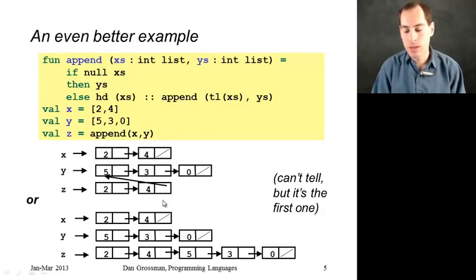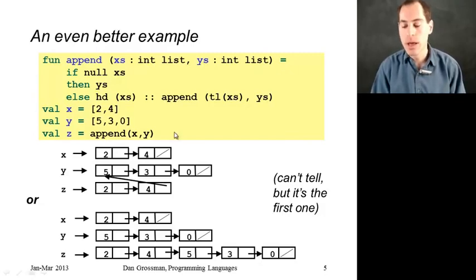Do I have a situation like here in this top picture, where x holds the list 2, 4, y holds the list 5, 3, 0, and z does hold the list 2, 4, 5, 3, 0, but part of that list aliases y? Or does this append function, in fact, make an entirely new list for z? Well, once again, clients can't tell. So you can implement append in either way, and it will behave the same way in your program, even though this bottom version takes up a little more space.